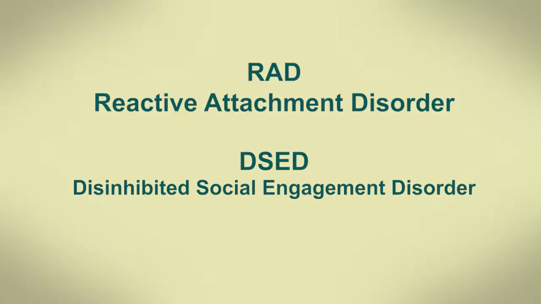Today we're going to talk about the symptoms of RAD and how a child behaves. That's what our video is about today. Just to start with, the DSM-5 recently changed and divided RAD into two different categories. One is reactive attachment disorder, RAD for short, and the other is called disinhibited social engagement disorder, DSED.